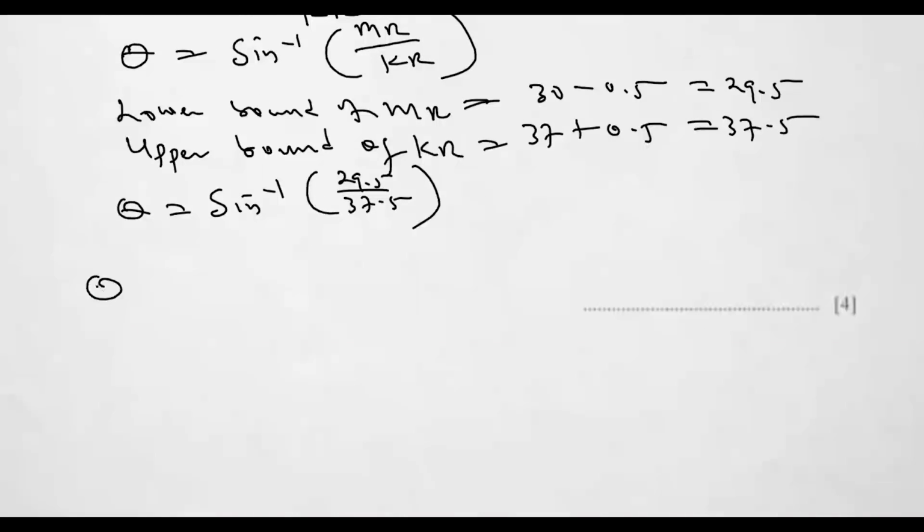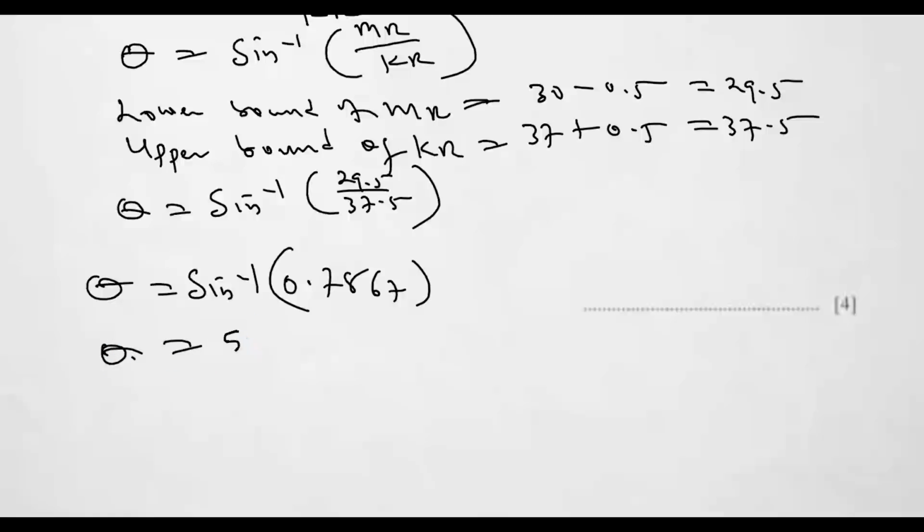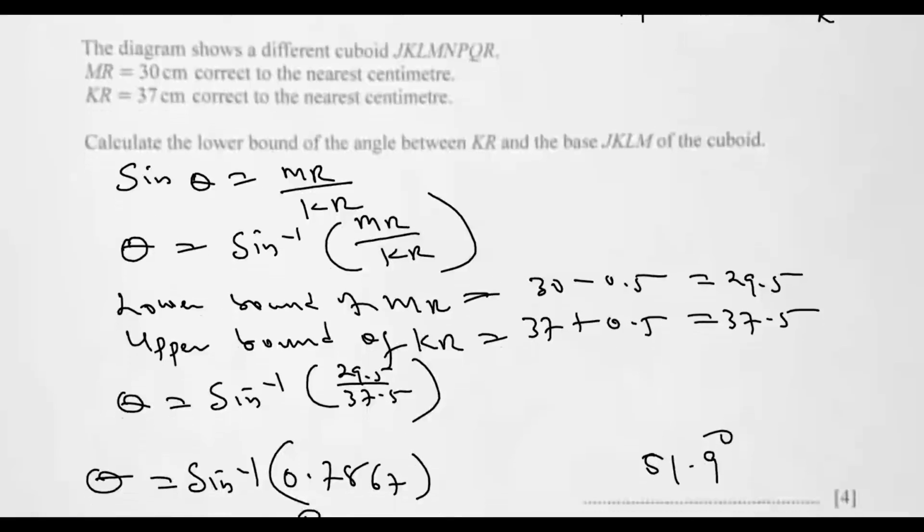So that will be theta equals sine inverse of 0.7867. So if you press your calculator, theta will be equal to 51.9 degrees. So you have 51.9 degrees here. So that will be the lower bound of the angle between KR and the base JKLM of the cuboid.